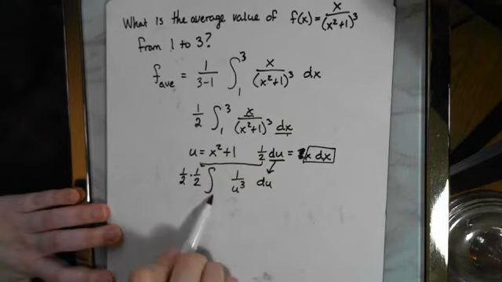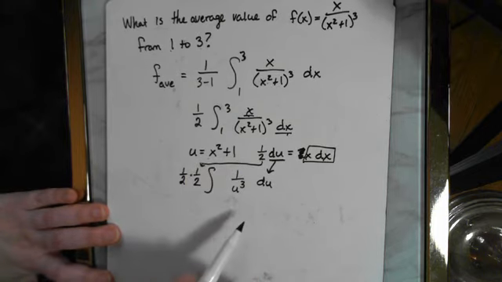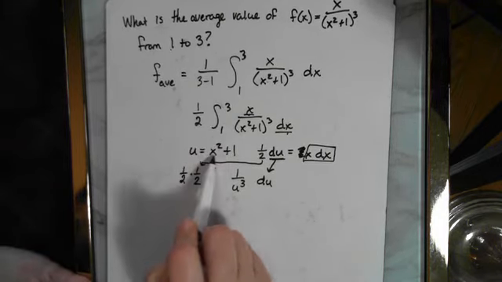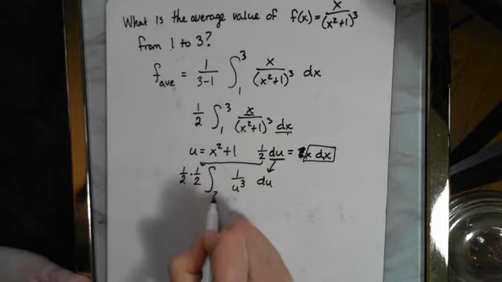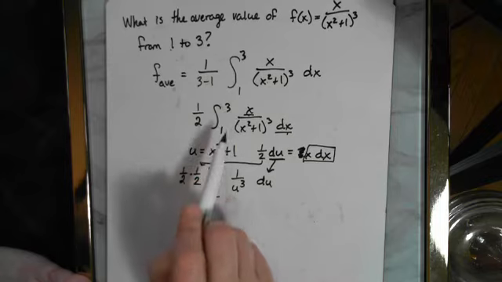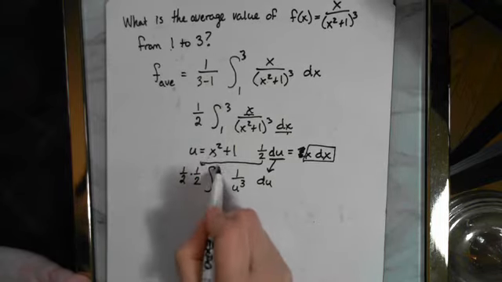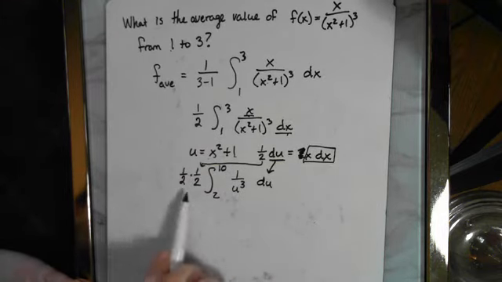Now I have to fix my boundaries because I don't like going back to this u function. I like to just keep it in terms of u. So what I'm going to do is I'm going to put 1 into the u function. 1 squared plus 1 is 2. I'm going to put 3 into the u function. 3 squared is 9 plus 1 is 10. So now I can ignore this u function and just finish it off using this.